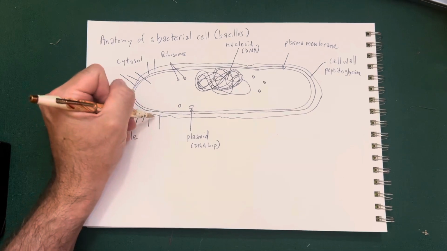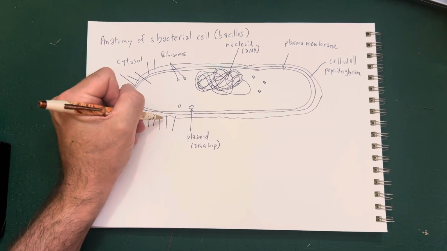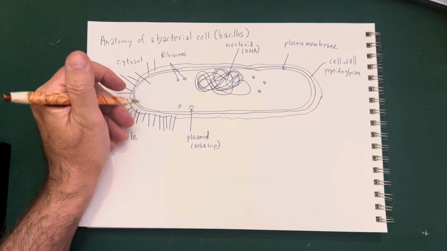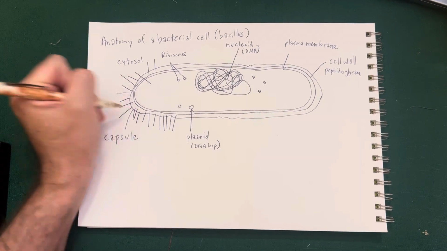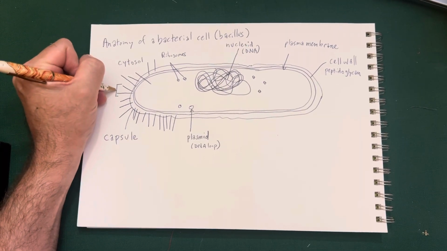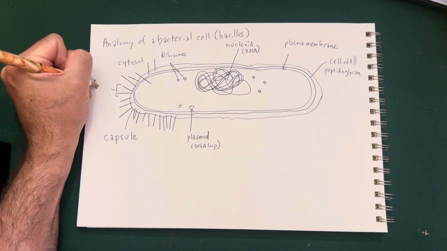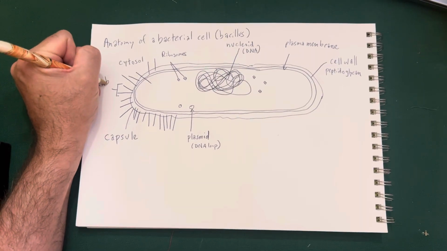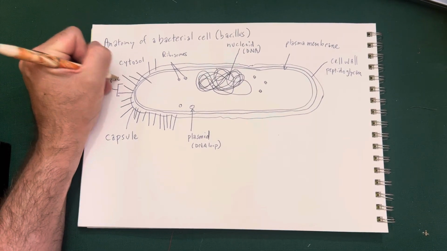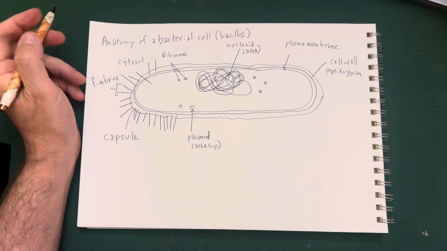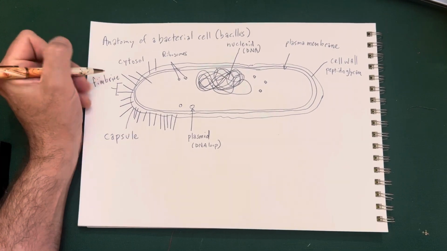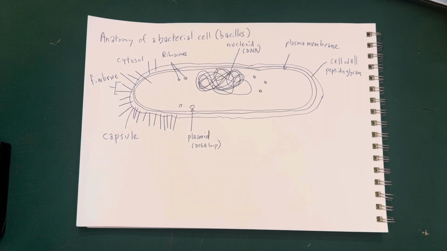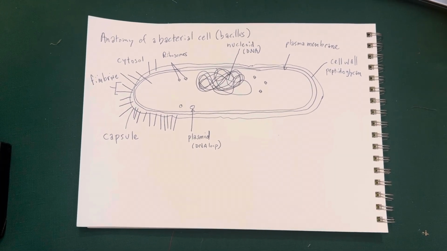So I'm drawing a bunch of lines here. And a common mistake that people make is when they see these lines, they may think, aha, those are cilia. They are not cilia. They can't be cilia because cilia are something that's driven by microtubules. Microtubules are a part of the cytoskeleton, and the cytoskeleton is something that prokaryotes do not have.